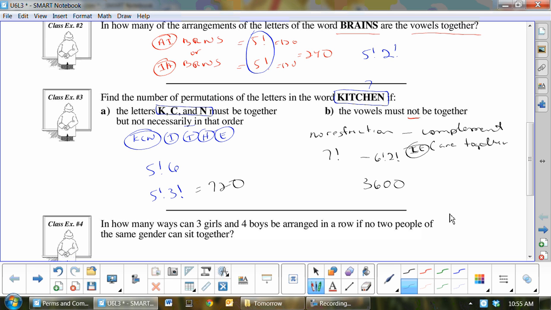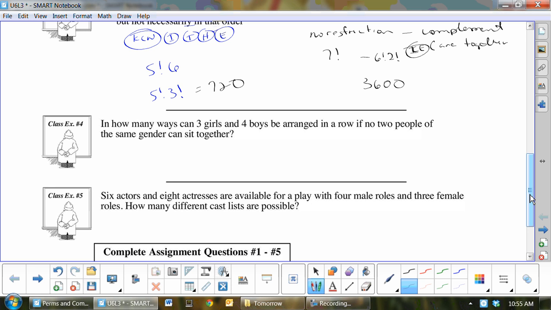Okay. Now, how about this one? How many ways can 3 girls and 4 boys be arranged in a row if 2 people of the same gender cannot sit beside each other? You don't want to get fleas. So we made sure. Spread them up.